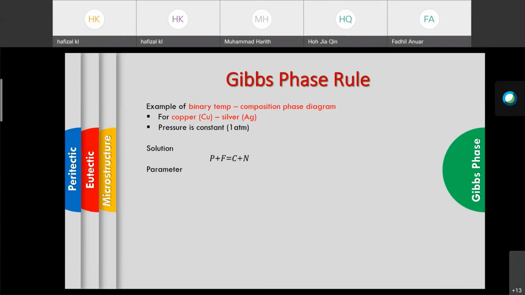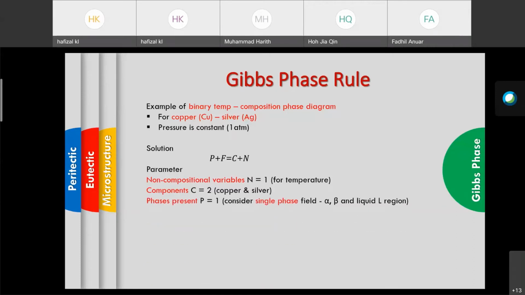Okay, the parameter involved here is, let's say, only temperature, so we indicate the value of N as 1. The components involved are two elements, which are copper and silver, so we indicate the value of C as 2. So in the Gibbs phase rule, we have 4 terms involved, which are P, F, C, N.